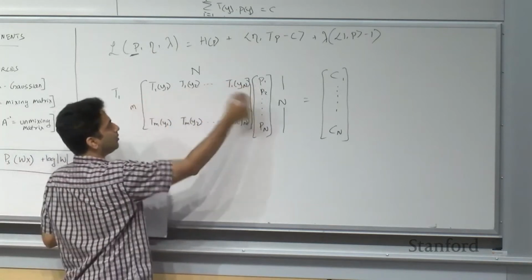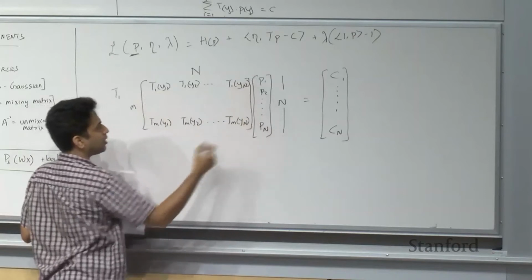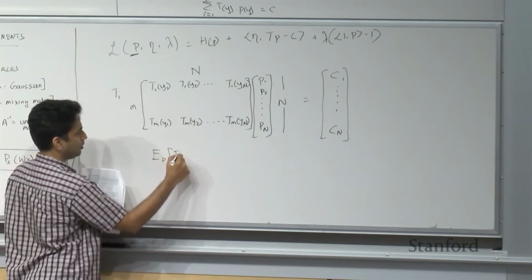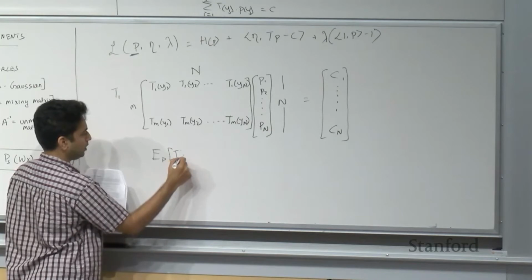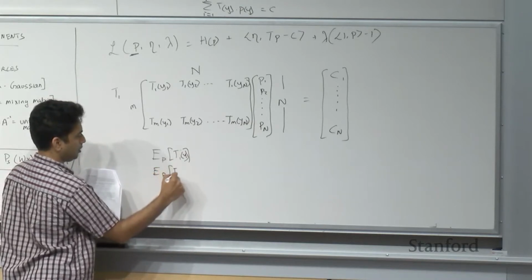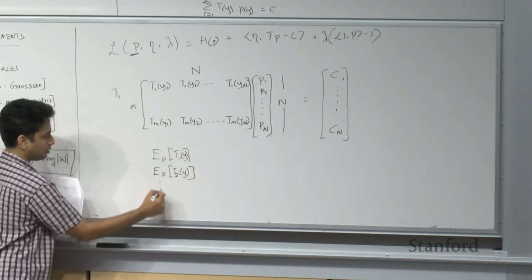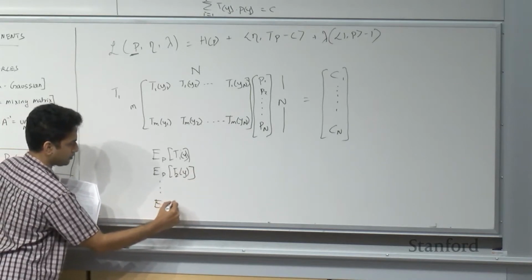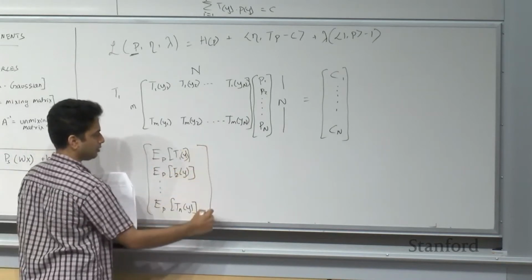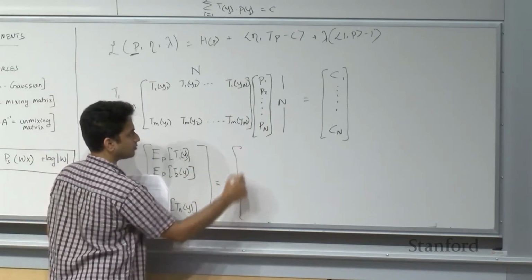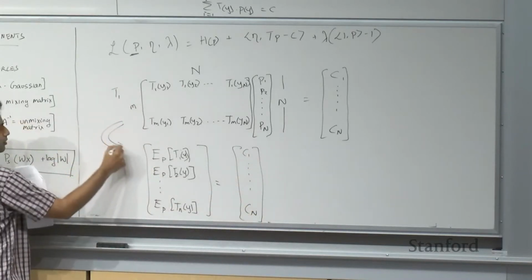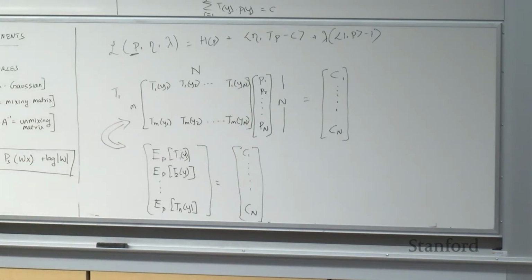So each row times a column is basically the expectation under P of T1 of y, expectation under P of T2 of y, and expectation under P of Tn of y, right? So this vector is equal to C1 through Cn, right? So these two are equivalent ways of writing.